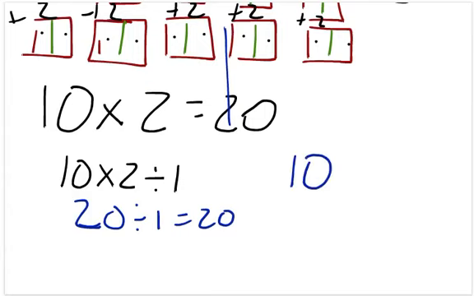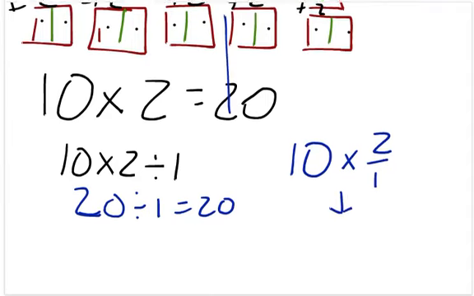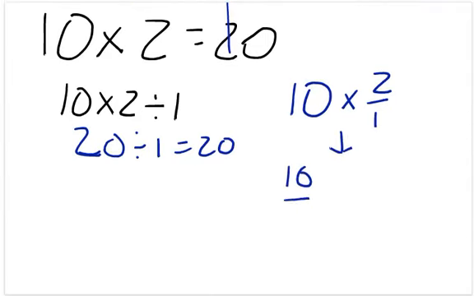We can write that as 10 times 2 over 1, because all fractions are division problems. So what that really turns into is, like we all know, 10 over 1 times 2 over 1, which turns into 20 over 1, which then we know is 20.